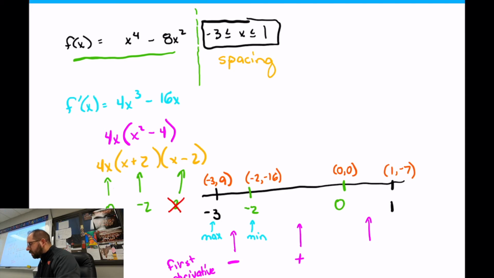You're talking about the original, as in the 4x to the third minus 69? Yeah. I'm plugging these random numbers I'm picking between there into that first derivative, and I'm getting a negative.